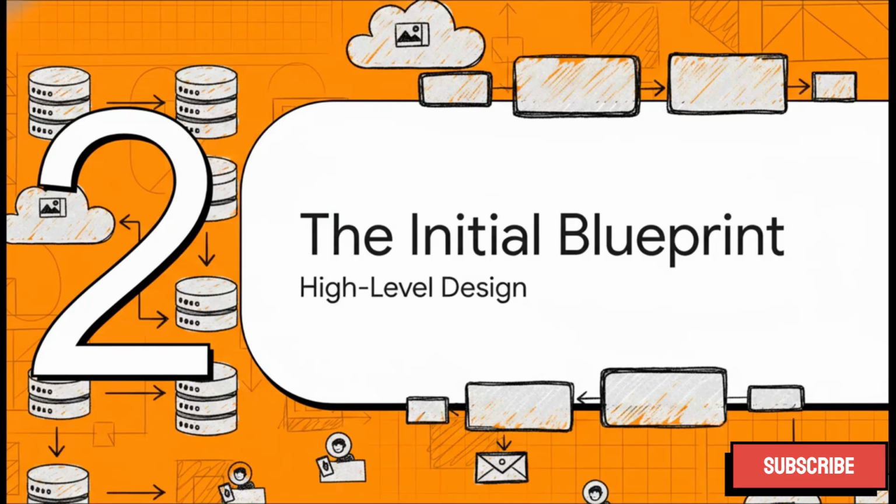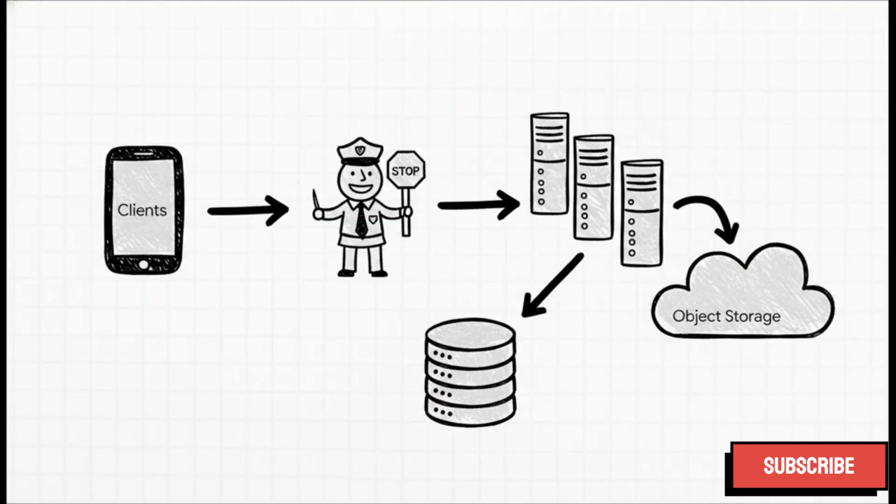All right, with our requirements in hand, let's start sketching out the big picture. What are the main puzzle pieces we're going to need to make this whole system work? Let's draw up our first draft. So at a super high level, it's actually pretty simple. You've got your phone, that's the client. When you do something, it sends a request. That first hits a load balancer.